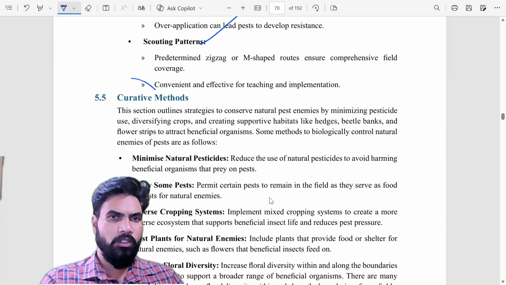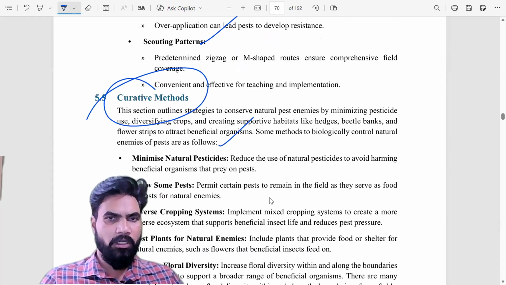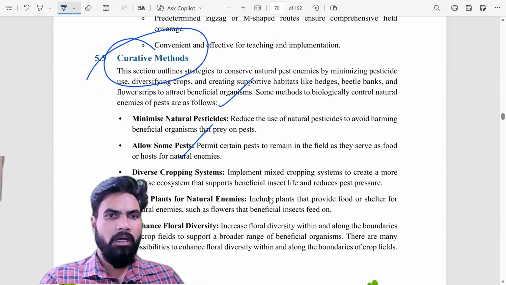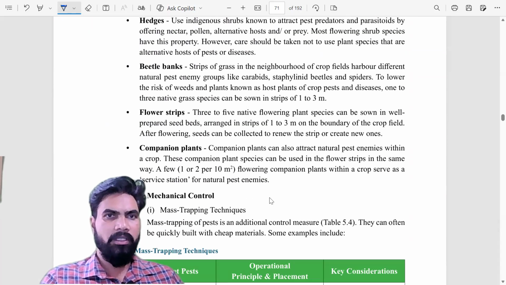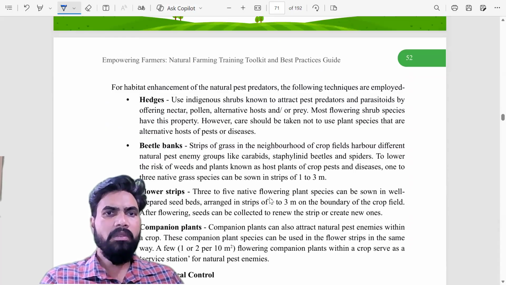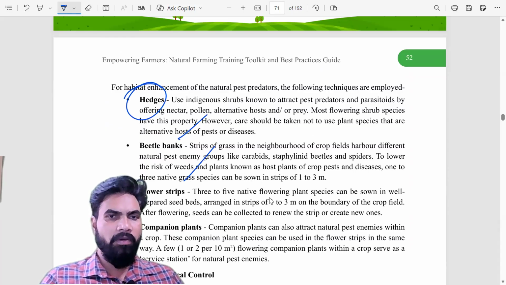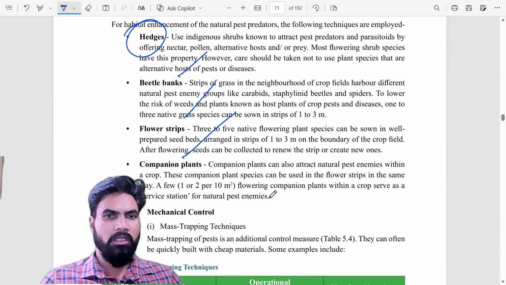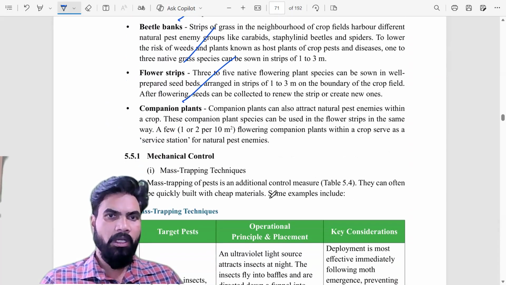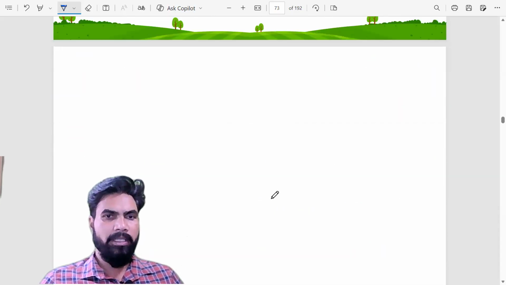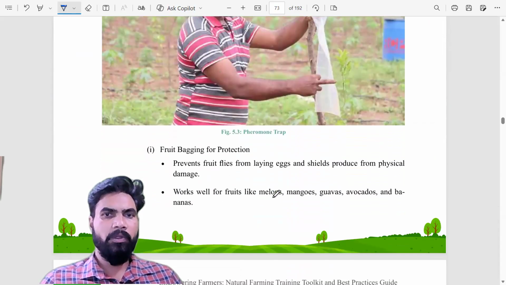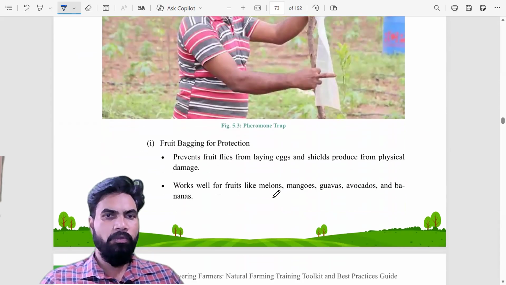Then curative methods are also discussed, like minimizing natural pesticides, allowing some pests, adopting diverse cropping systems, host plants for natural enemies, and enhancing floral diversity. These are the methods. Then hedges, beetle banks, flower strips, companion plants, all these are also methods of weed control. Then some mechanical methods are also there, like mass trapping techniques, etc. These are all the pest management techniques in natural farming, which are shown beautifully in the images.